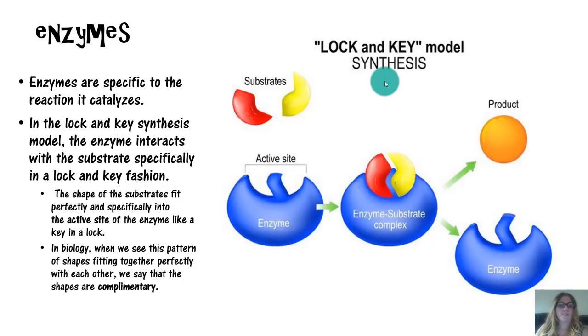And how a lot of these are done is through what we call the lock and key model. Enzymes are specific to the reaction that they catalyze. In the lock and key model, the enzyme interacts with the substrate in this lock and key fashion. The shape of the substrate fits perfectly and very specifically into the active site of the enzyme, like a lock and a key. In biology, we see this pattern of fitting shapes together, and we call this the complementary fit.